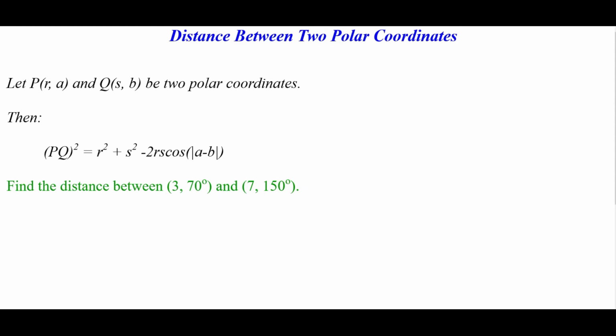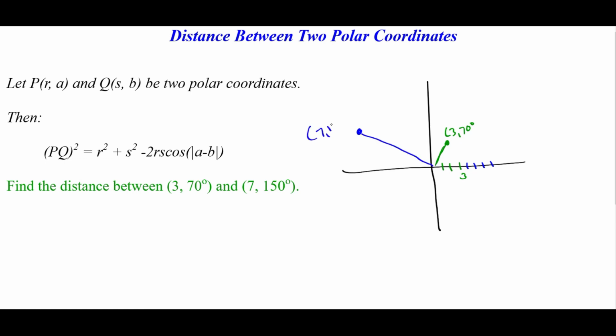So here if we want to find the distance between (3, 70 degrees) and (7, 150 degrees). So let's just visualize that for a minute. So (3, 70 degrees), if I come out to 3 and I rotate about 70 degrees, I would be here. So this would be my first point, (3, 70 degrees). And then my other point is (7, 150). If I rotate 150 degrees, I'm going to probably be over here. So this is my second point, (7, 150 degrees), and then we're trying to find this distance between them.